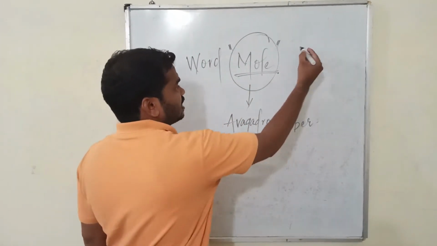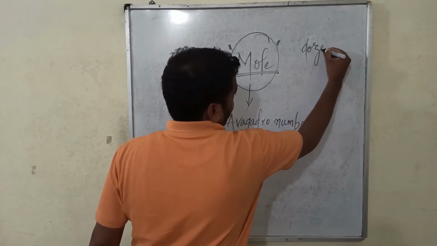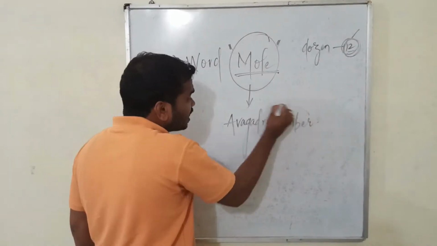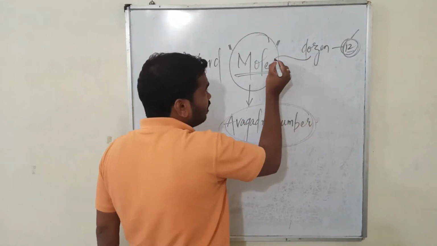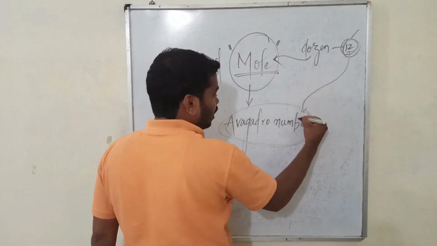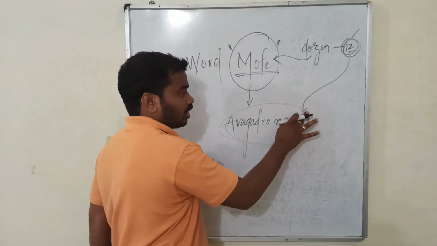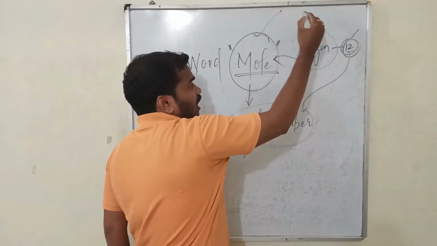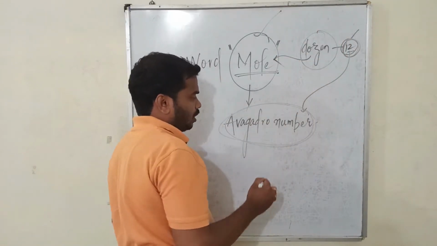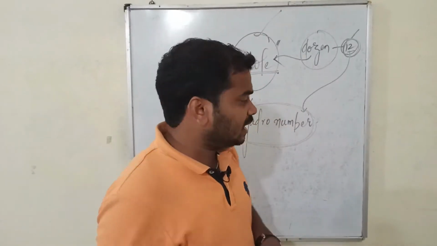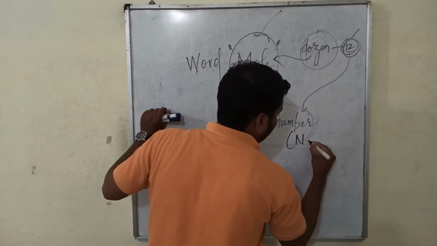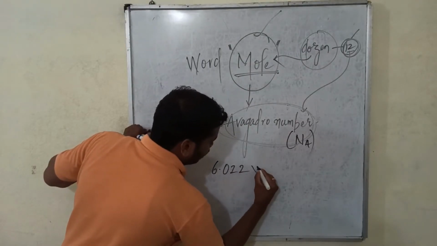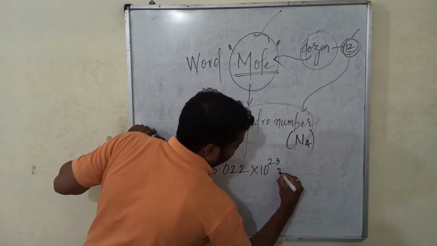Like dozen indicates the number 12, mole indicates the Avogadro number. Dozen is relative to mole, 12 is relative to the Avogadro number. Am I simple or not? I am making it very simple. Try to understand. Like dozen, mole is also a word which indicates the Avogadro number. So what is the Avogadro number numerically? It is indicated as Na, and it can be written as 6.022 into 10 power 23.